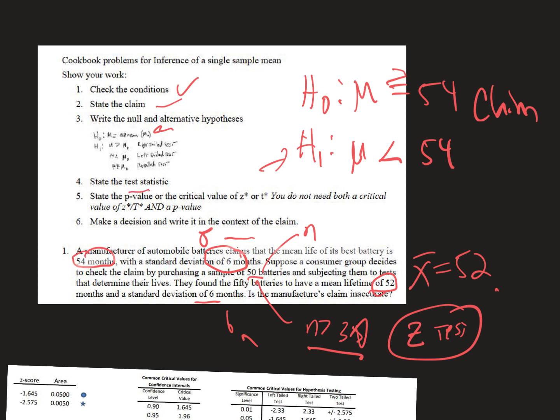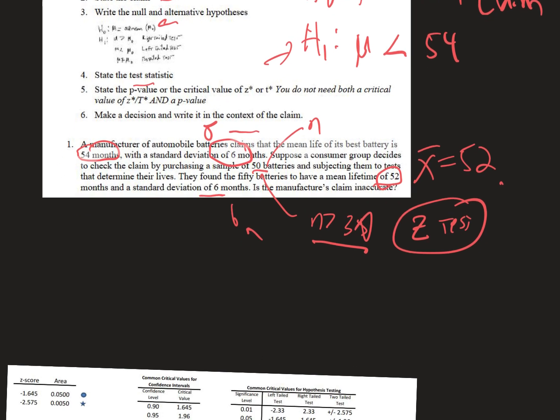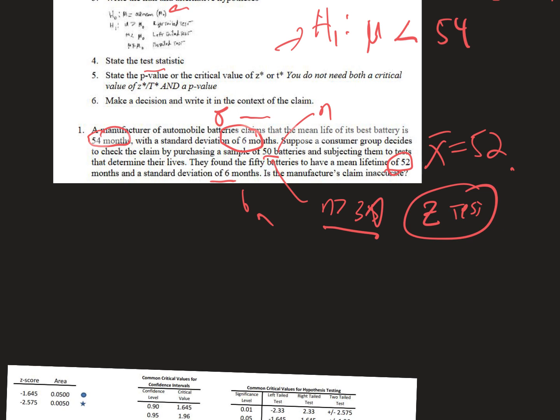Now, if this is a z-test, we're going to do a z-score. So let's do that here. Let me move this up. So z equals the mean. Let's see, the sample mean is 52.